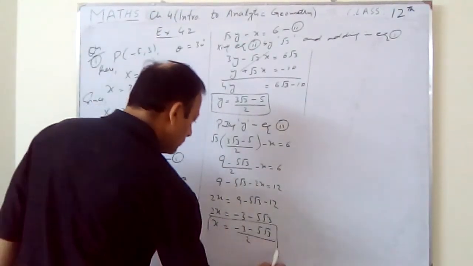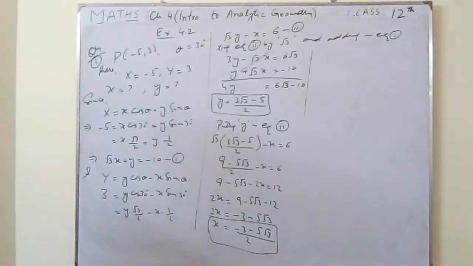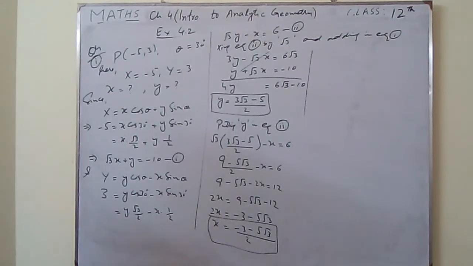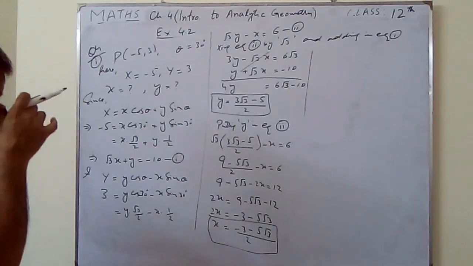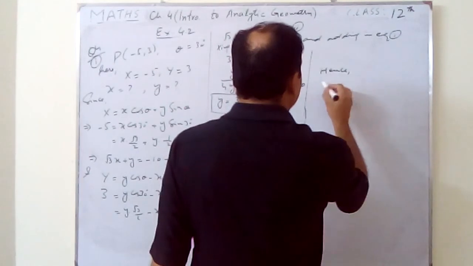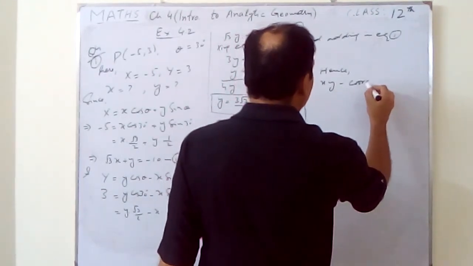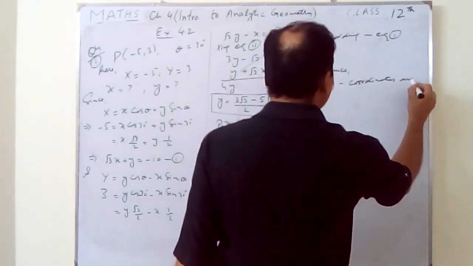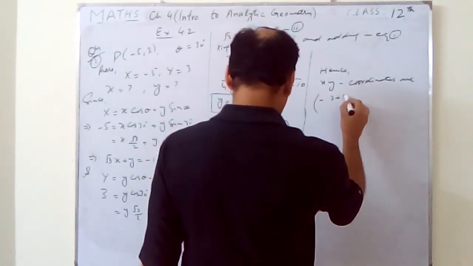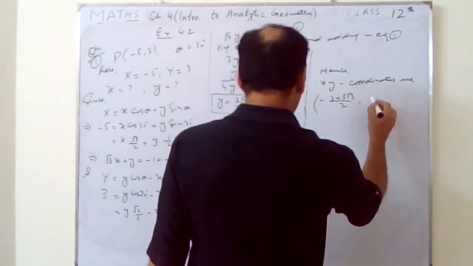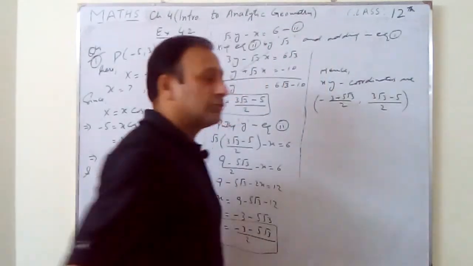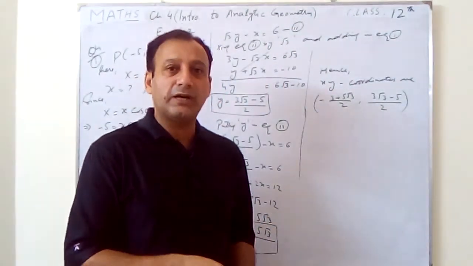So this is the small x coordinate. Hence the small xy coordinates are minus (3 plus 5 into square root of 3) divided by 2 and (3 into square root of 3 minus 5) divided by 2. So these are the coordinates of small xy.